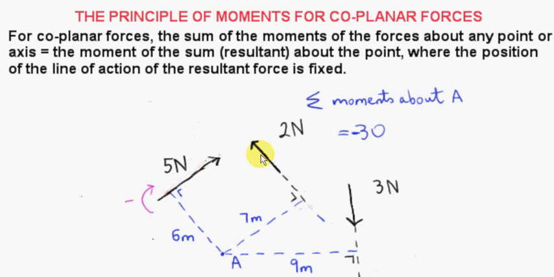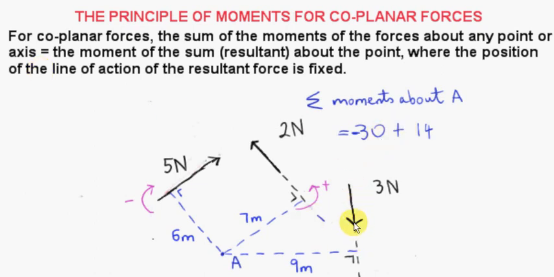Now let's take the 2 Newton force. Let's start by getting the magnitude of its moment about the point A. So we need the perpendicular distance of A to the line of action of this force. So we need to draw in the line of action and draw in our perpendicular distance. You can see that it's 7. So we multiply 7 by 2 to get 14 Newton meters. So 14 Newton meters is the magnitude of the moment of this force about A. What about its sign? Well, you can see that the turning effect of this force about the point A is anti-clockwise, which is positive. So we've put in a plus sign here.